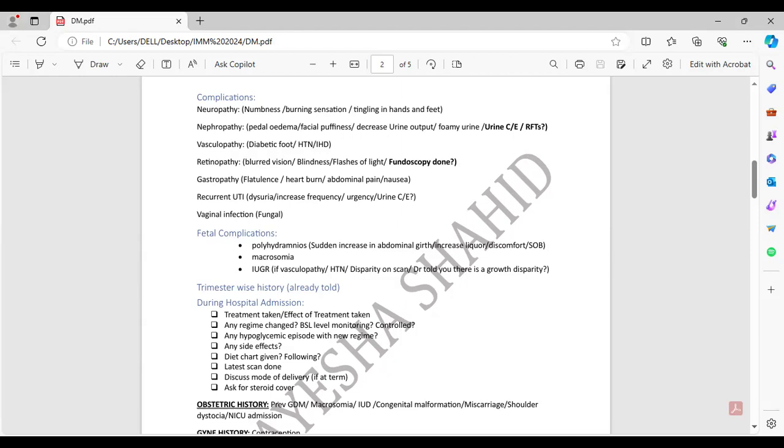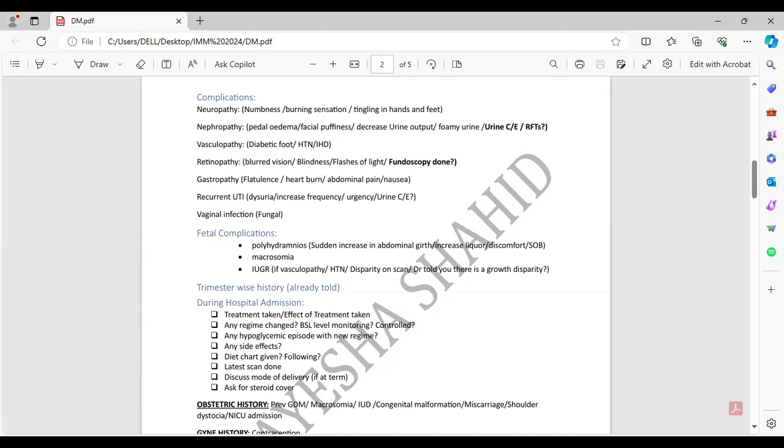For retinopathy, inquire about symptoms related to blurring of vision, blindness, flashes of light, which means scotoma, and whether any fundoscopy was done in the last 6 months or not. As diabetes causes gastropathy, inquire about complaints including flatulence, heartburn, abdominal pain, and nausea.